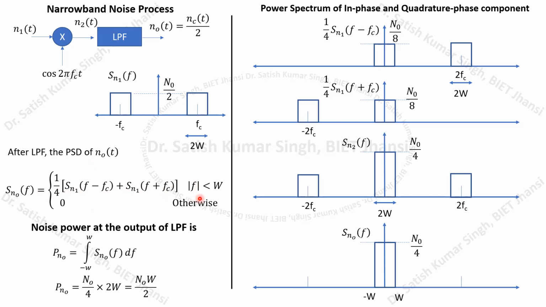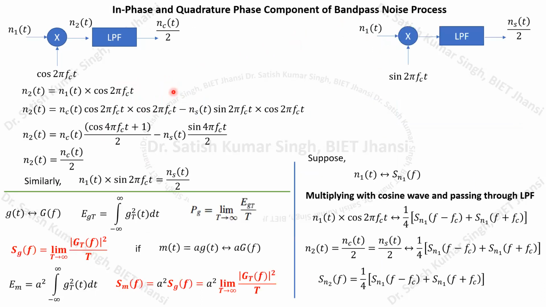It means that it will have a low pass filter. Because the low pass filter will have a characteristic, let us say, which is varying from minus W to plus W, within that particular band only we are going to get the output. That we can see from the graphical procedure also. If we see this power spectrum of the in-phase and quadrature phase components, let us suppose we have already seen that our S_N1(f) was this. If you recall, you can see this.